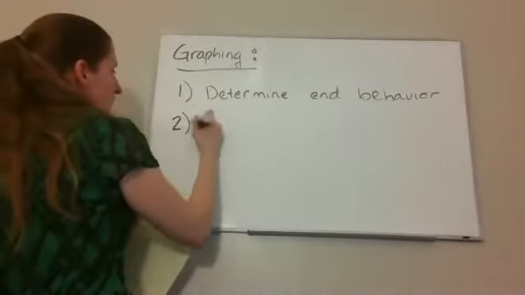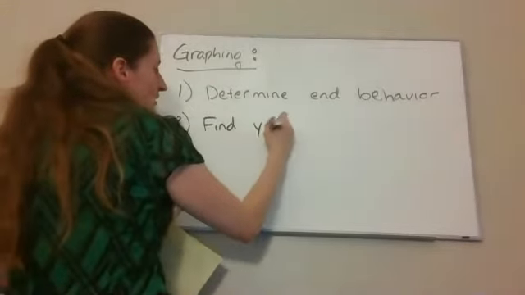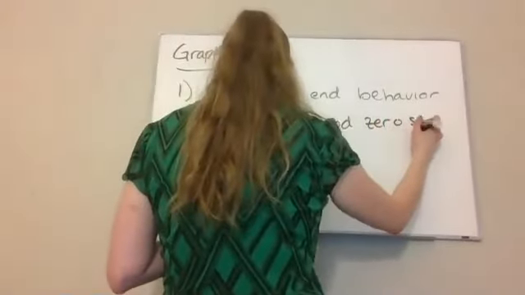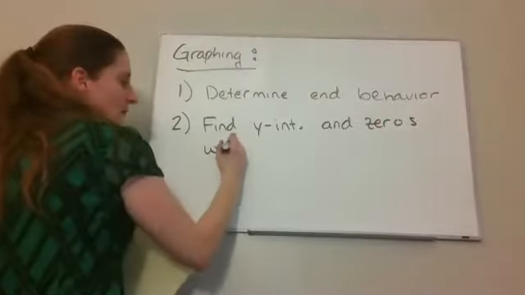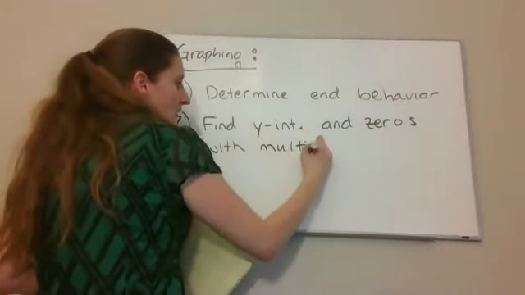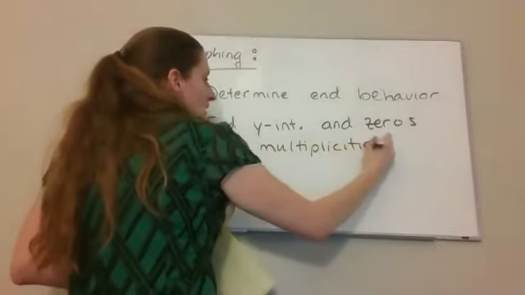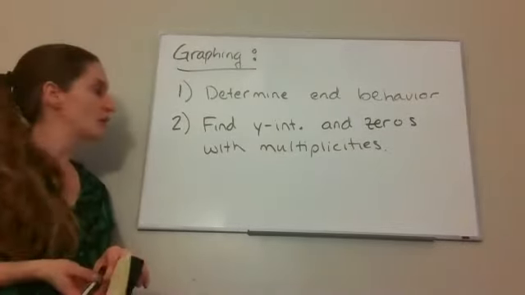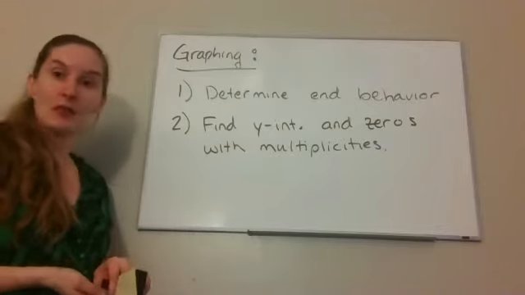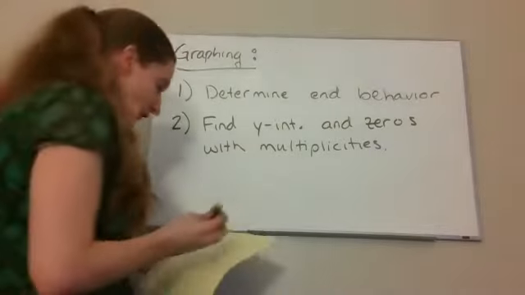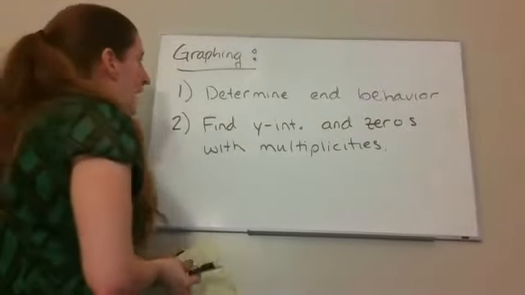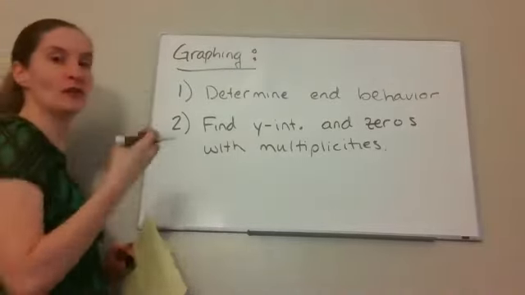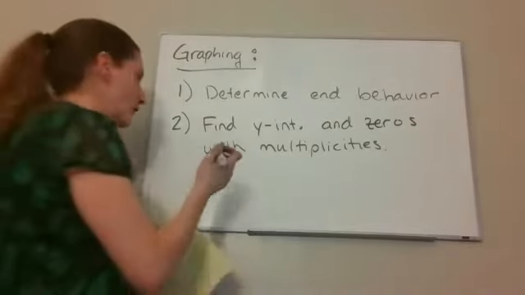Step 2, find your y-intercept and the zeros with multiplicities. We find the y-intercept the way we always do, plugging in x equals 0. To find all the zeros and the multiplicities, we do what we did earlier in this video. So then you would be able to plot those points on the graph. You know the end behavior, and you know if the graph is going to touch your zeros or if it's going to pass through the zeros.